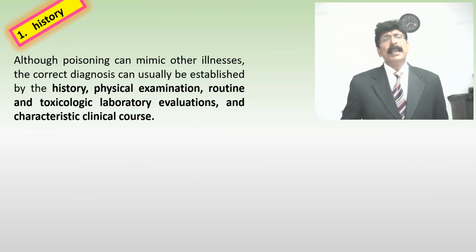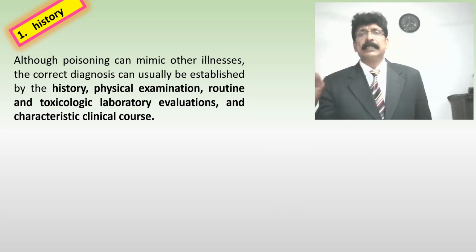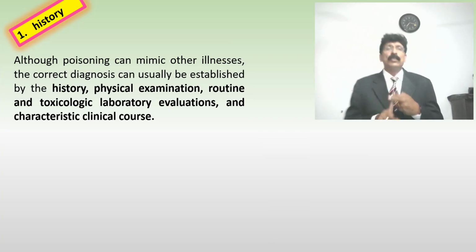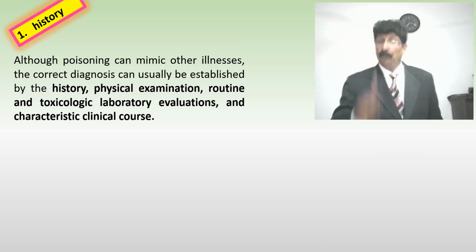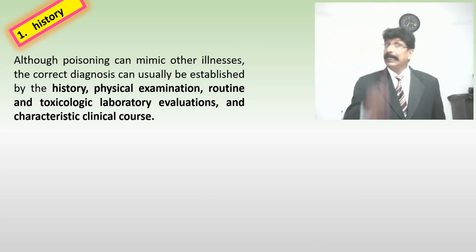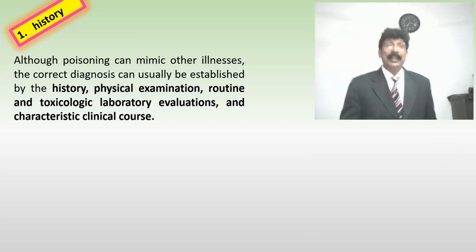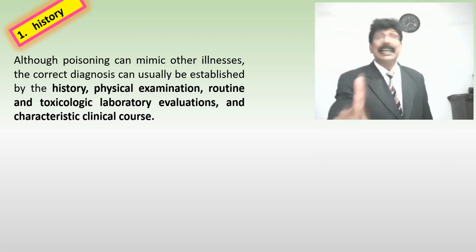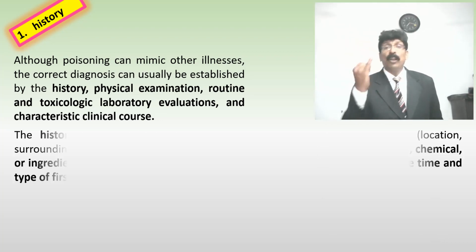So what do you mean by history? Although poisoning can mimic other illnesses, the correct diagnosis can usually be established by the history, physical examination, routine and toxicological laboratory evaluation, and characteristic clinical course. So the history will give you lots of help.